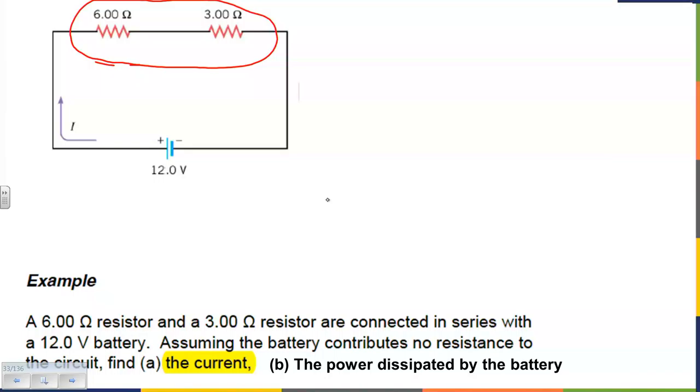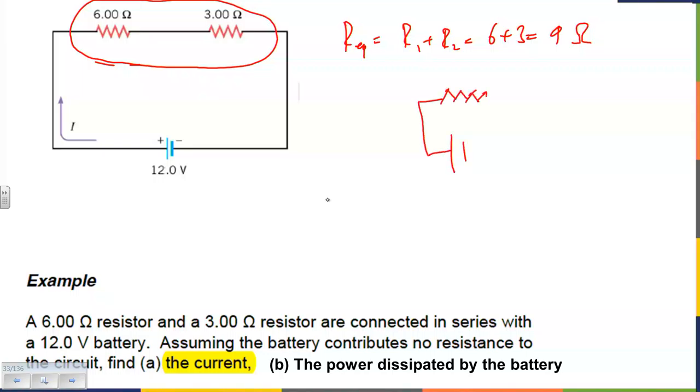This circuit has 2 batteries. Well, this is a very straightforward example. What do you see here? How do we call this? Series. We said that word, we immediately write the equation. R equivalent is equal to R1 plus R2, 6 plus 3, 9 ohms. So the equivalent circuit should have the same battery, but a single resistor with the resistance of 9 ohms.